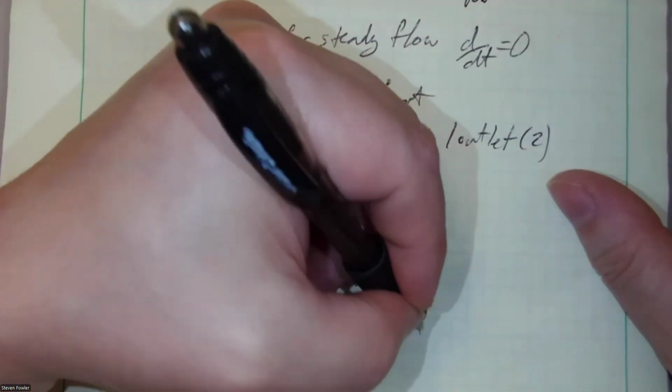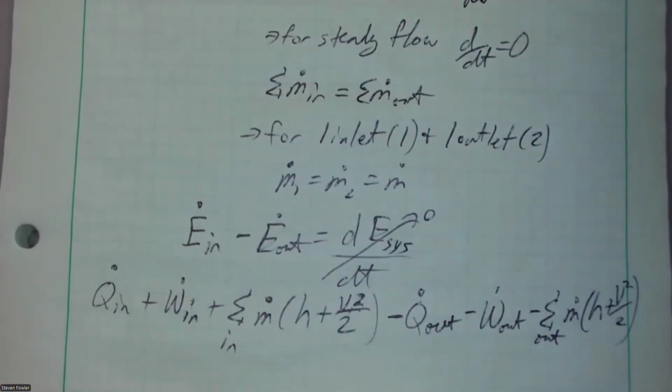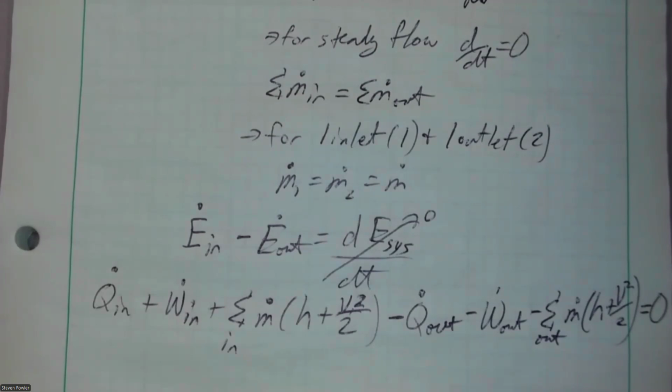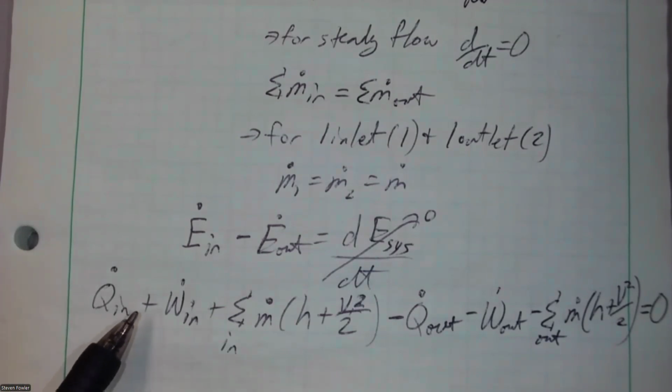And I'm going to subtract all these things going out. Q dot out, minus the power output, minus the summation across all of the outlets of m dot times quantity h plus V squared over 2. That's heat in, power input, energy of mass coming in, and then subtract all those things going out. For a steady flow control volume, that whole sum is equal to the change, and for a steady flow control volume, the change is 0. This is the general version of the first law for steady flow control volumes.